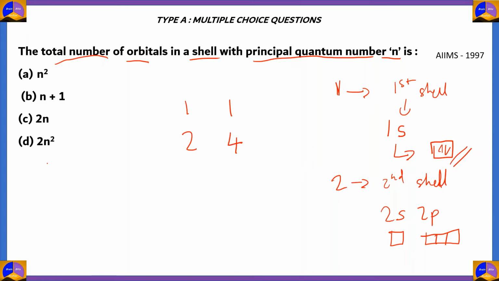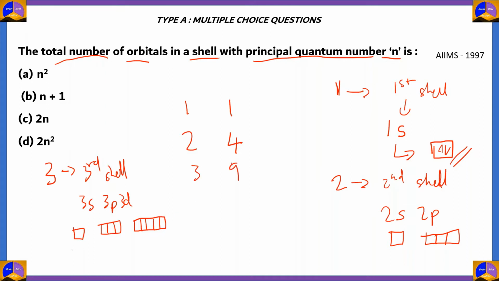Let's take one more case where n is equal to 3. So that means it's the third shell. The third shell contains 3s, 3p, and 3d. So 3s has 1 orbital, 3p has 3 orbitals, and 3d has 5 orbitals. So 5 plus 3 plus 1, and that is equal to 9.